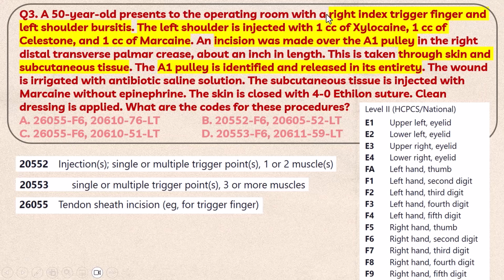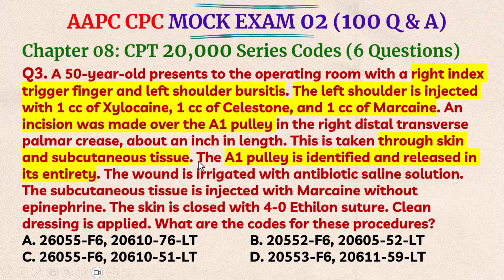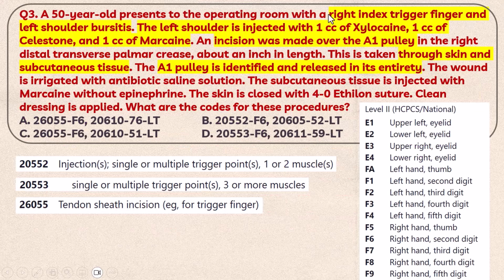So let's find the code for the right trigger finger. So here also you can use the elimination method to find the answer quickly for exam purposes. But in the real working world, you have to use the alphabetic index. So I'll explain both. Let's find the code for the right index trigger finger release. So when you go to the code, 20552 is injection, single or multiple trigger points. 20553 is single or multiple trigger points, 3 or more muscles. 26055 is tendon incision. But read carefully, you may be confused here. There are incision and injection. So which one is given incision and which one is given injection, you have to read carefully.